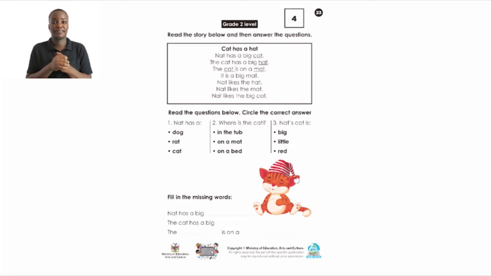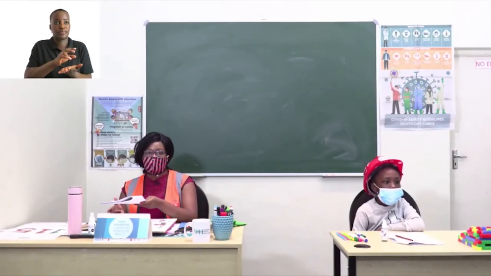Well done. And number 3 says, Nat's cat is it big, small, or red? I'm sure the picture we can see there is Nat's cat. Look at him, he is very beautiful. Let us now try and fill in the missing words in the box below, in the sentences that we can see. But instead of me reading with you, you are going to try and read by yourselves and answer these sentences on your own. Let us now turn to page 24.